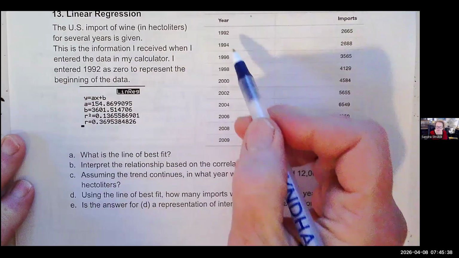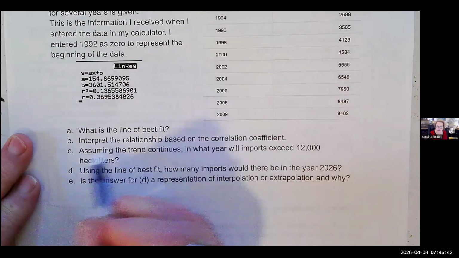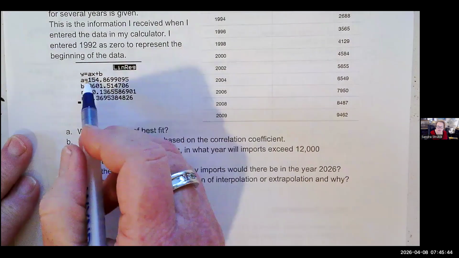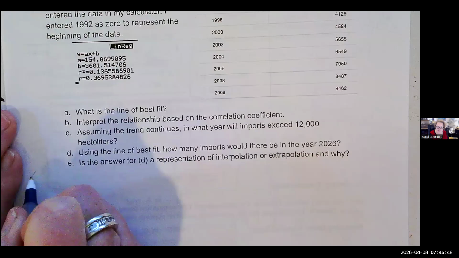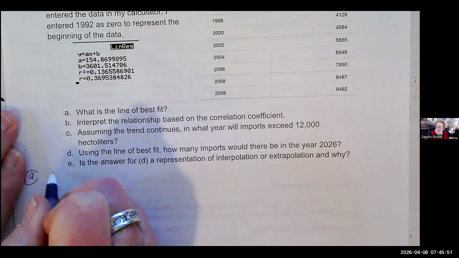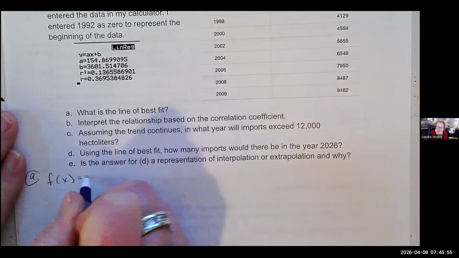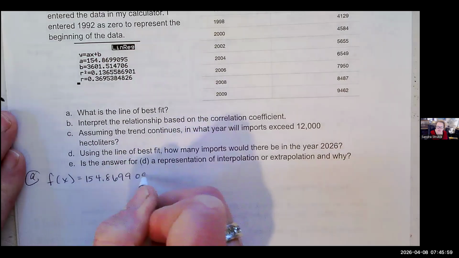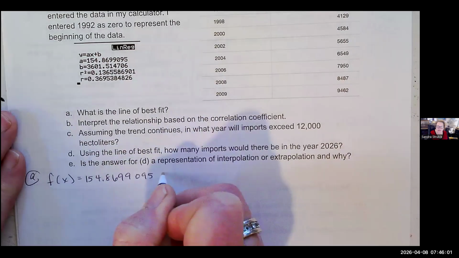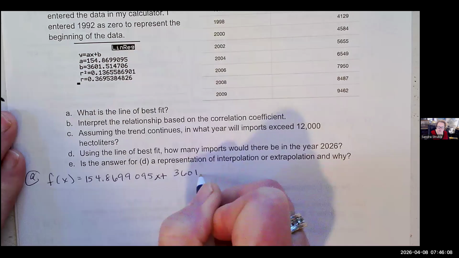What is the line of best fit? And then we'd go from there. The line of best fit, you can just take from here, y equals ax plus b. So for a, instead of y, I'm going to write f of x. A is 154. I'm going to use everything. 154.8699095, plus b, 3601.514706. All right, there's my answer for A.